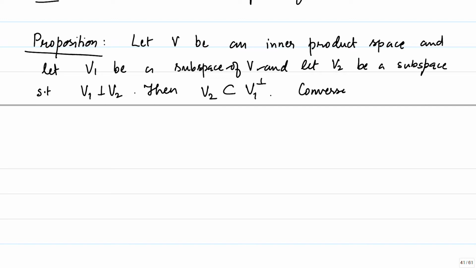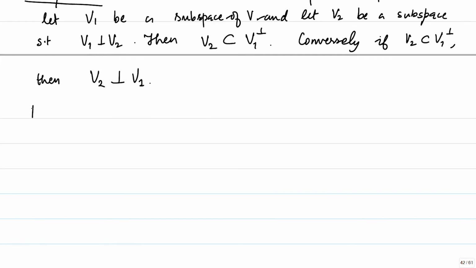Conversely, if V2 is contained in the orthogonal complement of V1, then V2 is orthogonal to V1. So, that is what it means to say that in some sense it is the largest subspace which is orthogonal to our given subspace V1. So, let us give a proof of this proposition.